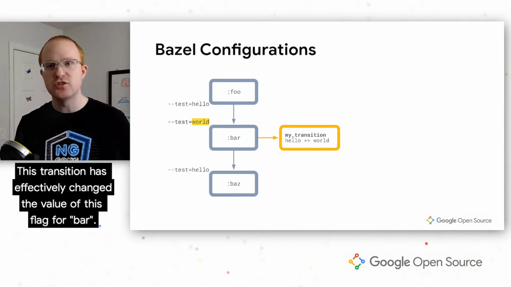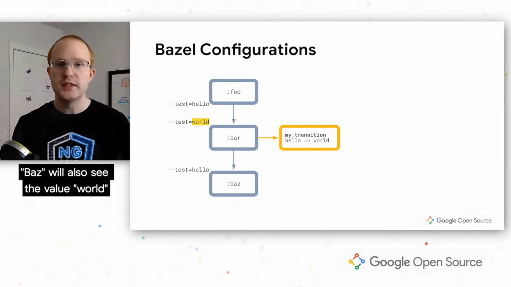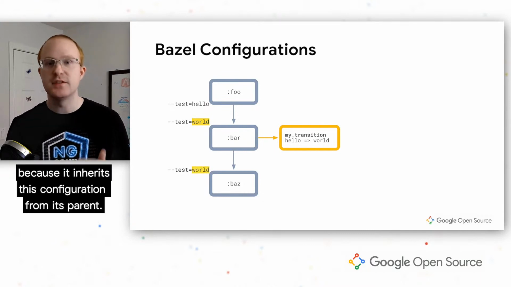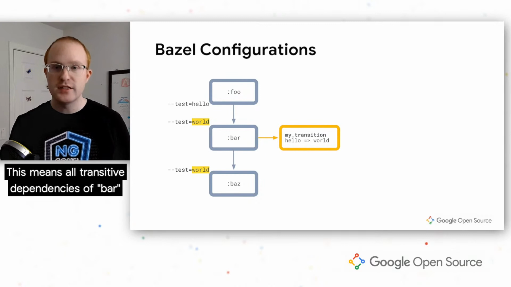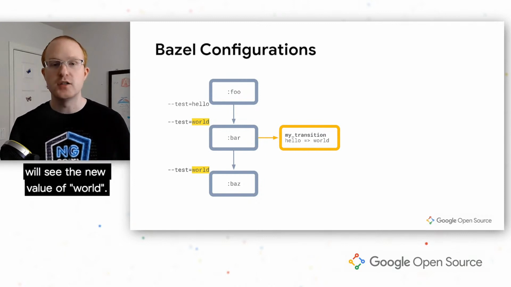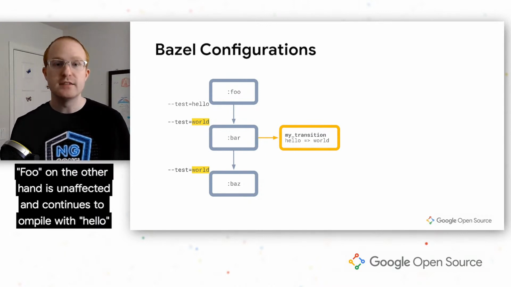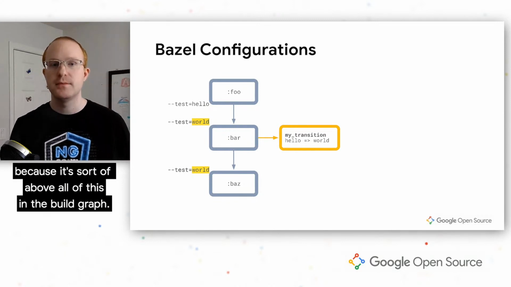This transition has effectively changed the value of this flag for bar. Baz will also see the value world because it inherits this configuration from its parent. This means that all transitive dependencies of bar will see the new value of world. Foo, on the other hand, is unaffected, and it continues to compile with hello because it's sort of above all of this in the build graph.